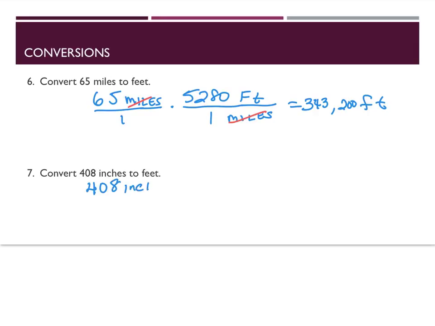408 inches. I put over 1. I want my answer to be in feet. And I want my inches to cancel out. 1 foot is equal to 12 inches. Keep track of your units. My answer is going to be in feet if I do this math. Since I've got a number on the top and a number on the bottom, I want to do division. So 408 divided by 12 turns out to be 34 feet.